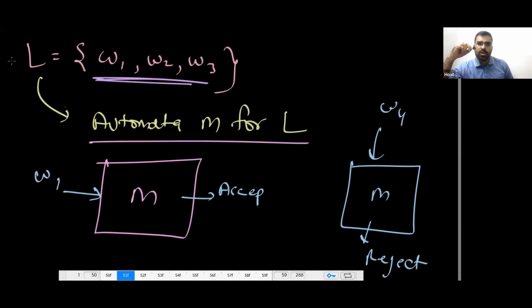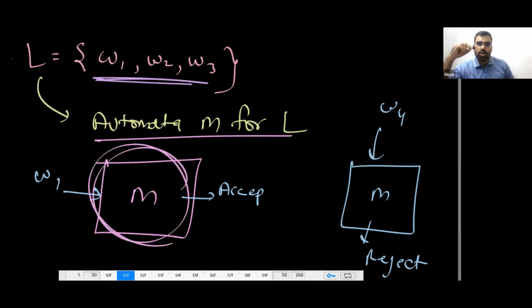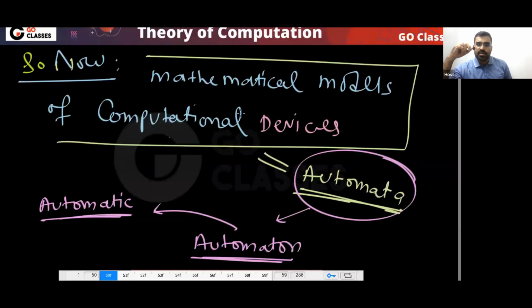Now, for example, your sorting algorithm. Whatever input you give, it will do the sorting. This is automatic, I can say. Your algorithm is automatic. So this is the idea. The mathematical model of computational devices is called automata, and this automata we will study from now onwards.